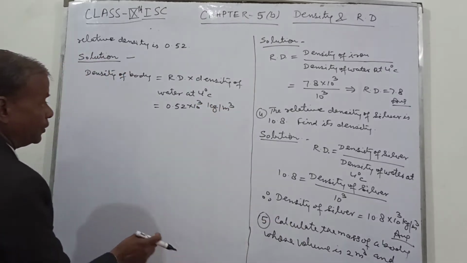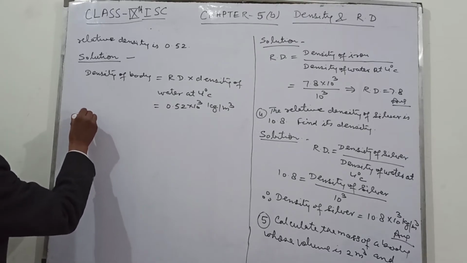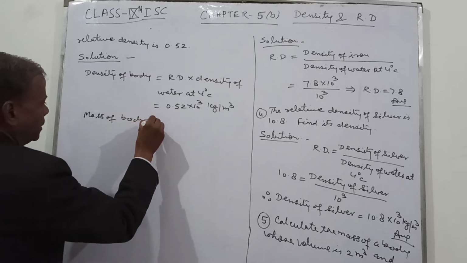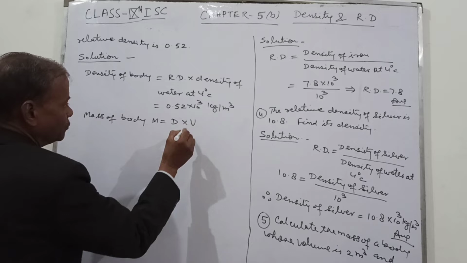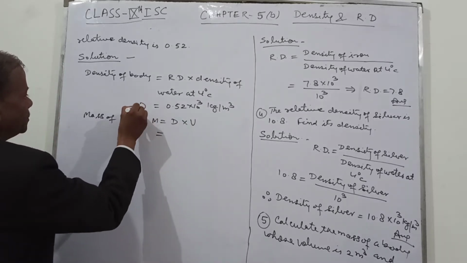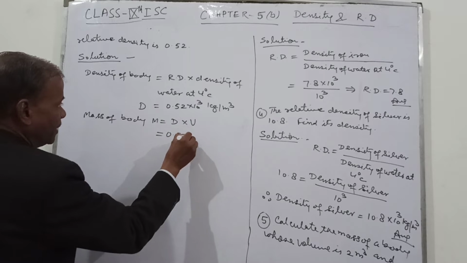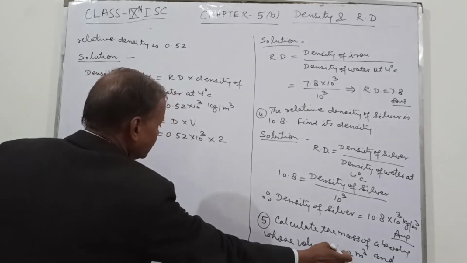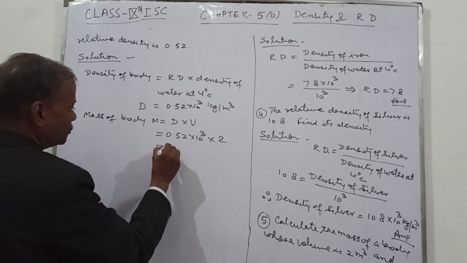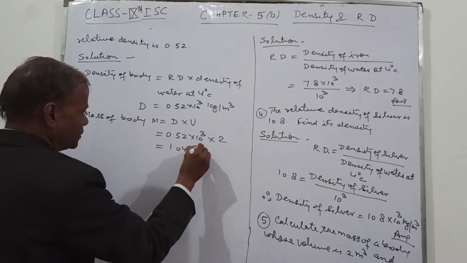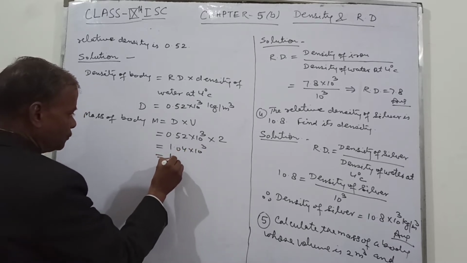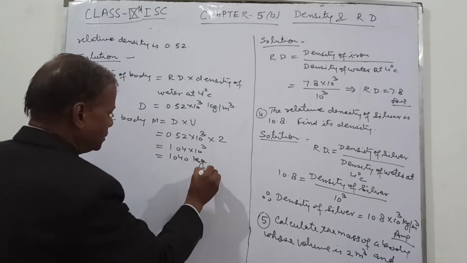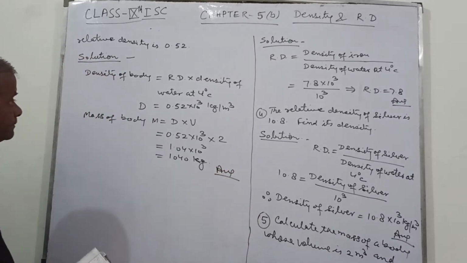Now the volume is given, so the mass of the body, M equal to D into V. So this is your D, 0.52 into 10 raised to the power 3, into the volume 2. So this is your 1.04 into 10 raised to the power 3. So this is 1040 kilograms. And this is the answer to this question.